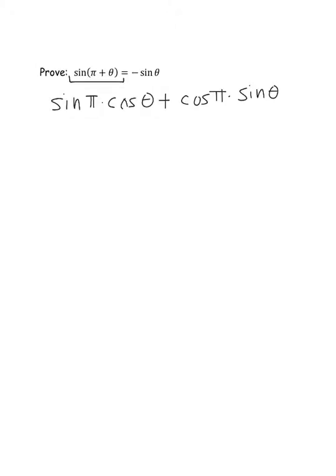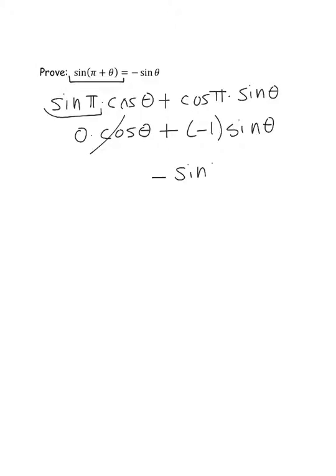All right, and now wherever I can, I'm going to find exact values. Sine of pi is 0, so that's times cosine theta, but that's just 0. Cosine of pi is -1 times sine theta. So that simplifies to negative sine theta, which was what we were intending to prove. So we're done.